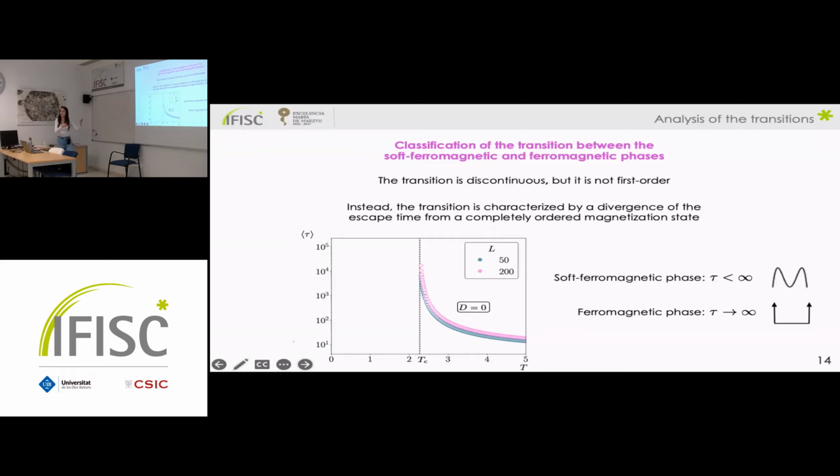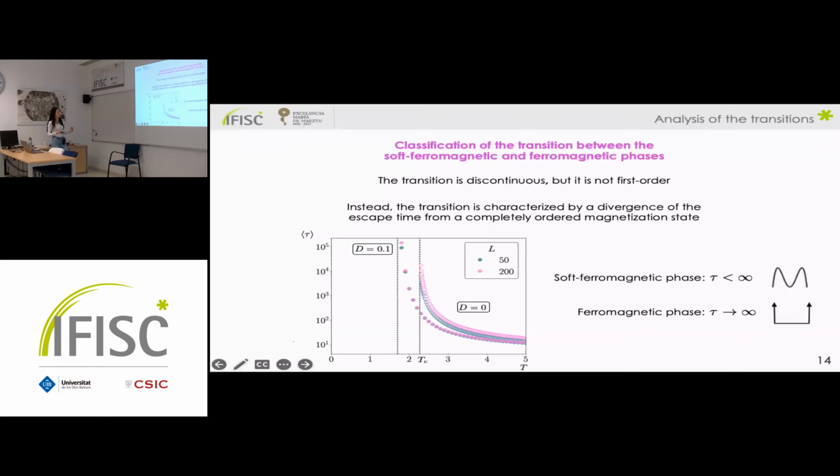But anyways, I would like you to see how the jump time behaves in this case. So in this case, we see that the jump time diverges at Tc because here we are entering into the ferromagnetic phase, so the jump time diverges. And what we see is that at all temperatures, the jump time for L equal to 200 is larger than the jump time for L equal to 50, okay?